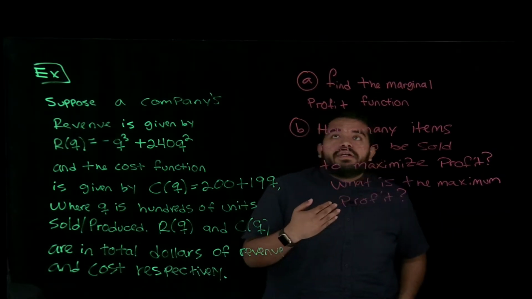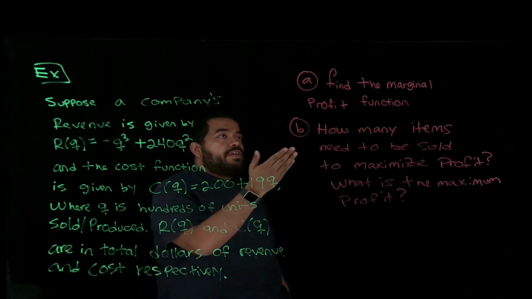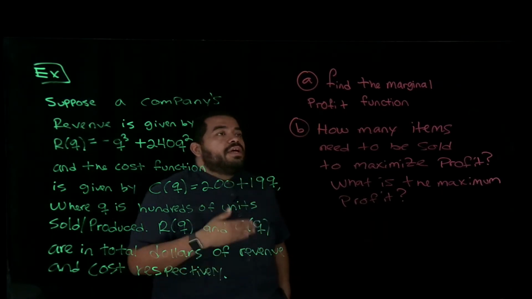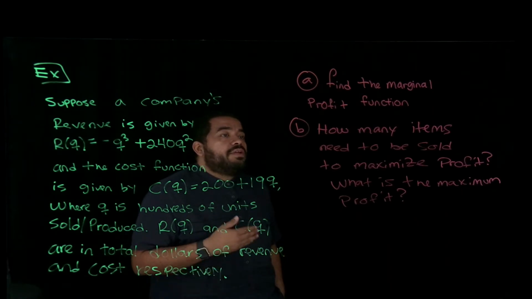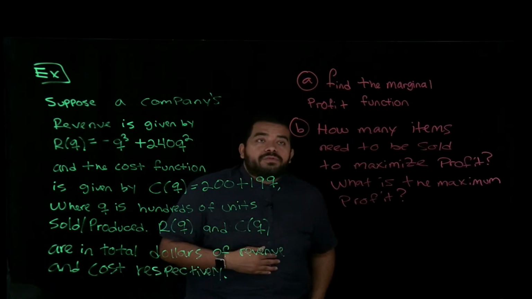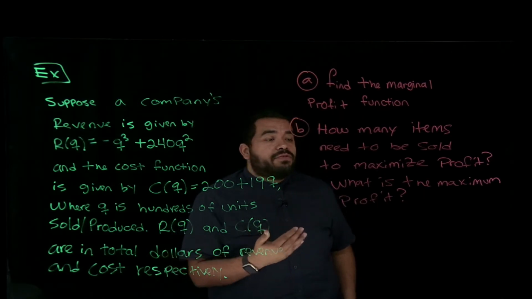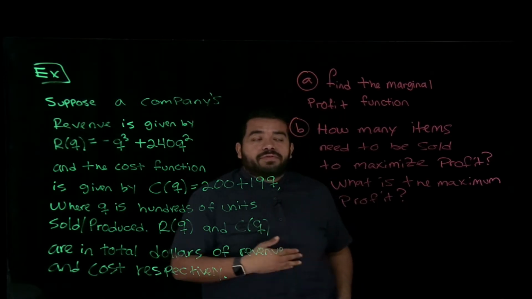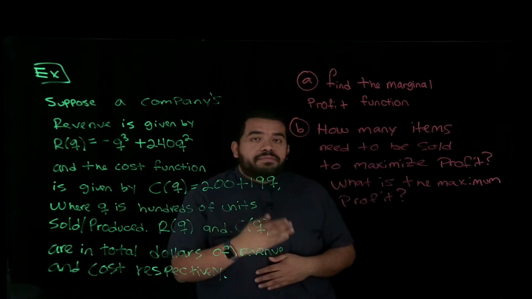So here are the questions on this side. The first thing that we're going to focus on is going to be to find the marginal profit function. And after we find that, we're going to use that function to find how many items need to be sold to maximize our profit. Once we find that value that maximizes our profit, we're going to actually compute it, and that will be the second part of this question here. All right, so let's go ahead and begin by answering part A.